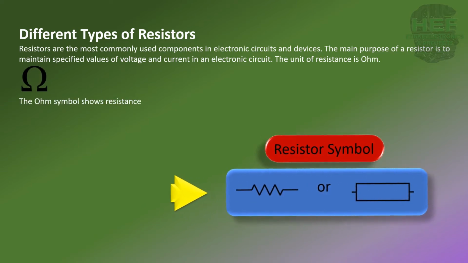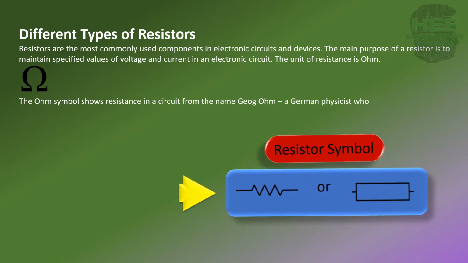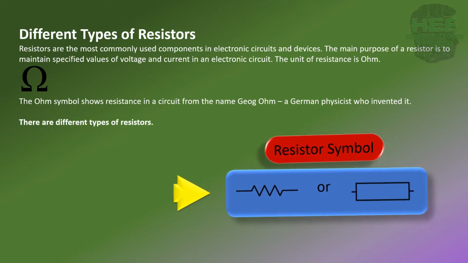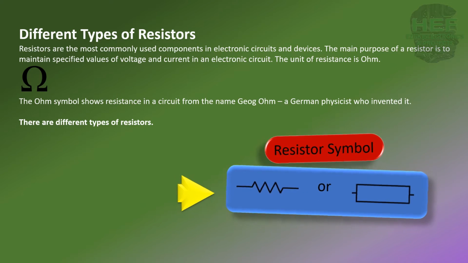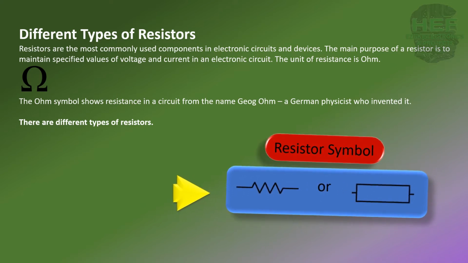The unit of resistance is ohm. The ohm symbol shows resistance in a circuit, from the name Georg Ohm, a German physicist who invented it. Different types of resistors. There are different types of resistors available in the market with diverse ratings and sizes. Some of these are described below.